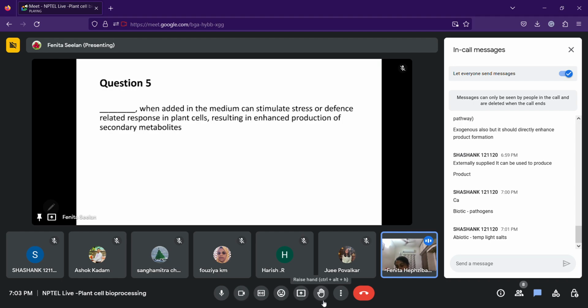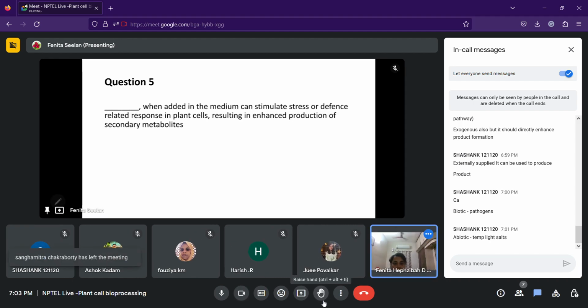So when exactly do you need to add elicitor to your plant cell systems? Say for example you have a suspension cell culture. What is the time point where you plan to add your elicitor? I think last week also I had asked the same question.